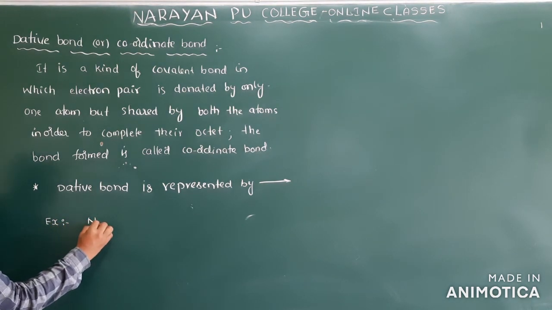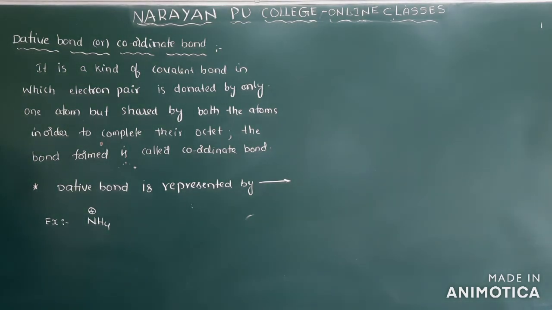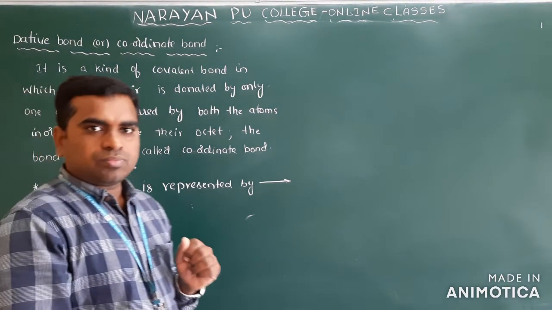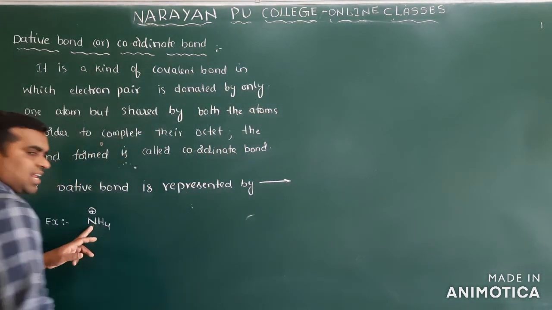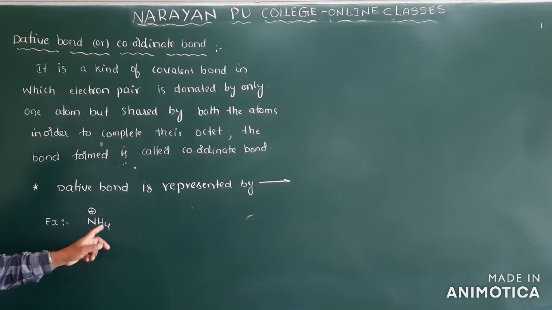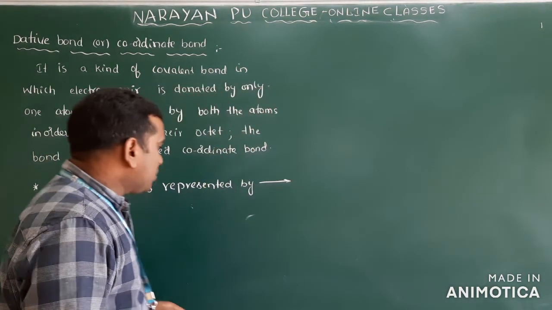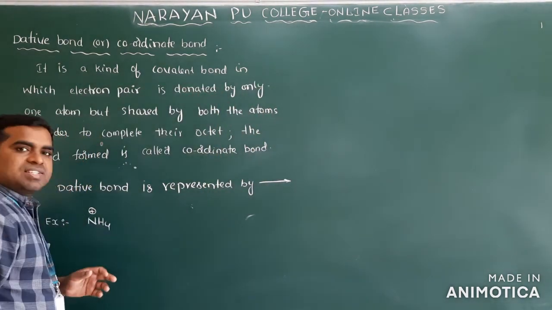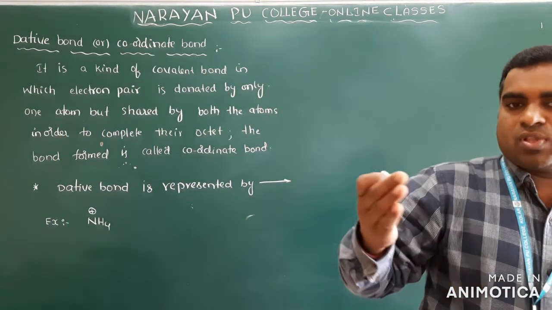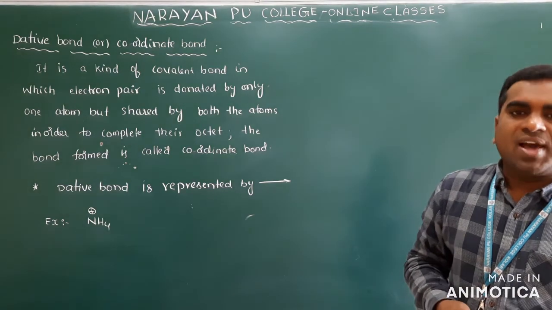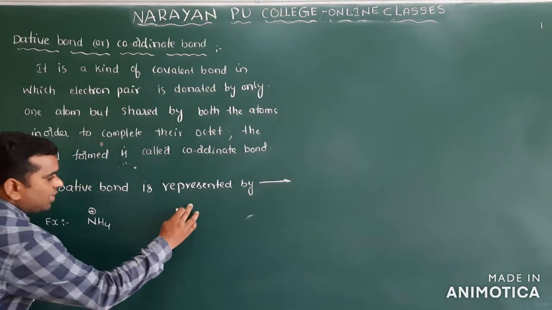I will write one example: NH4 plus. In this NH4 plus, there is a dative bond. How is it? Nitrogen is the central atom here, because hydrogen never acts as a central atom. How many valence electrons are there in nitrogen? Nitrogen belongs to the fifth group, so there are 5 valence electrons on nitrogen.